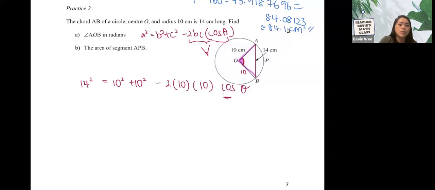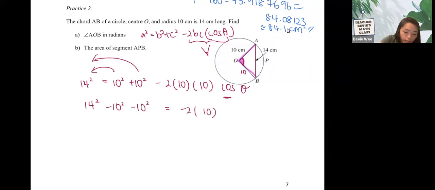Okay, 10. So same thing, concept-wise, just shift these numbers over first. You get 14 square minus 10 square minus 10 square equals to minus 2, 10 cos theta. Everything else doing it, it's all the same. It's just that your calculator mode needs to change only. All right, everything else, it's the same one.